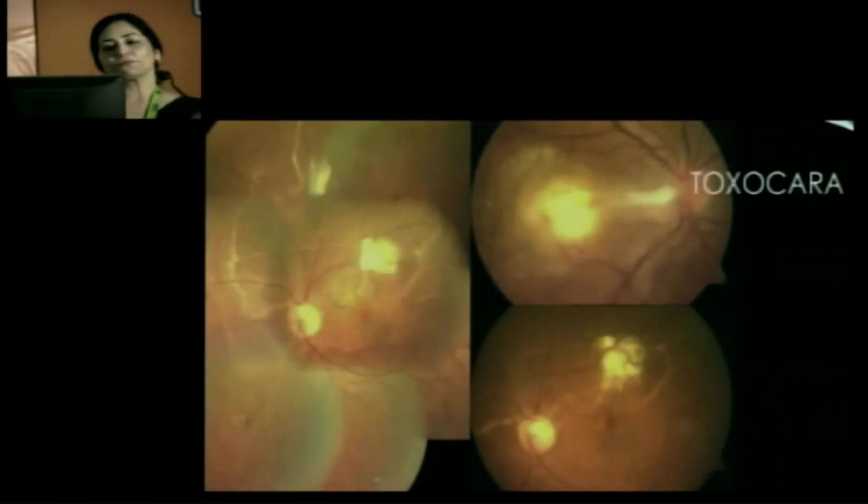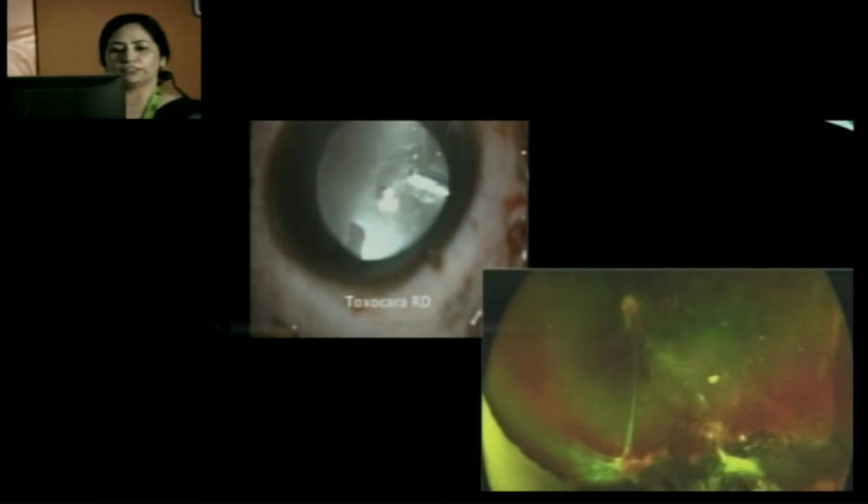cysticercosis. Toxocara is another condition where there is contact with pets, where you can see a drag disc with exudation. After settling the inflammation, these patients can undergo surgery for the tractional retinal detachment.